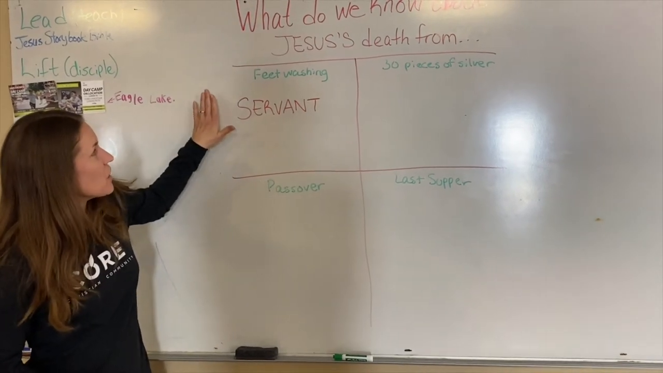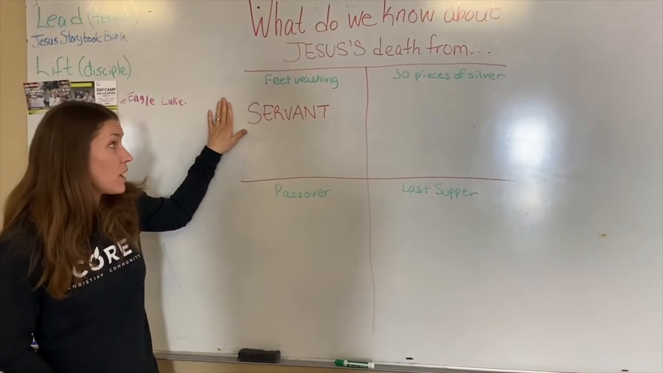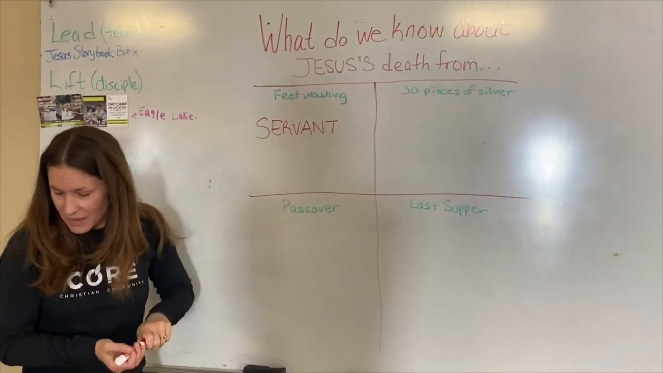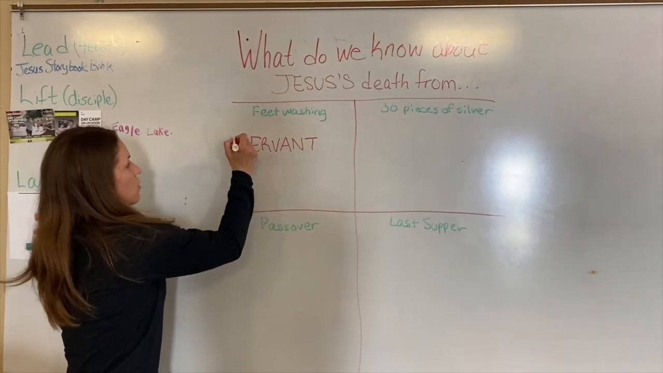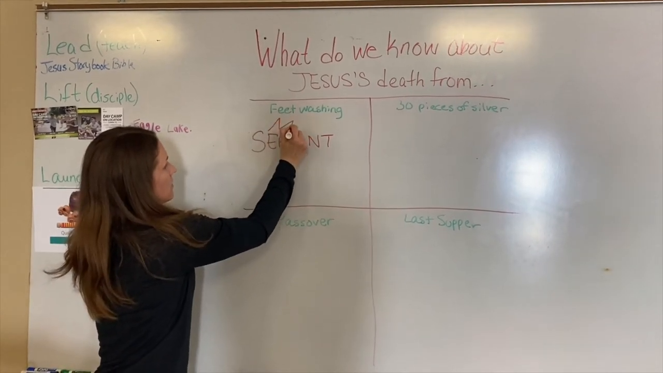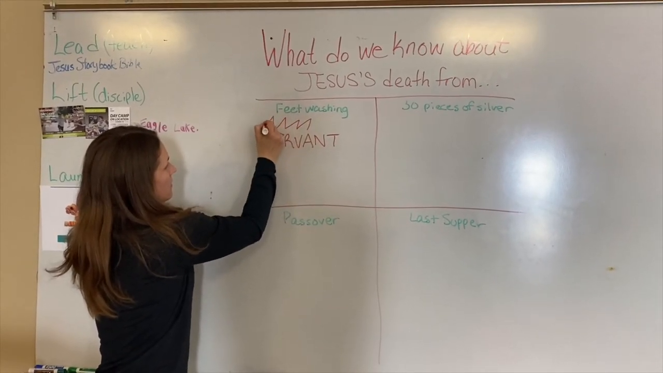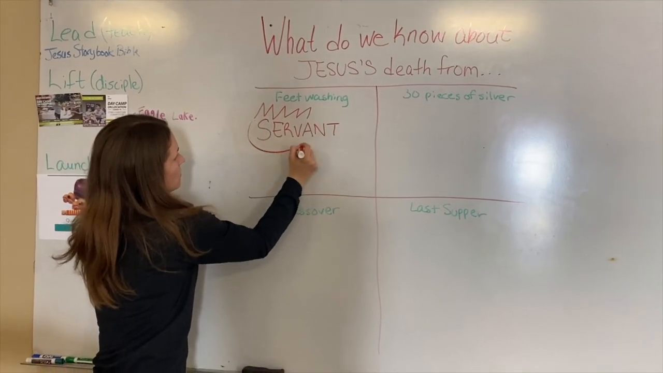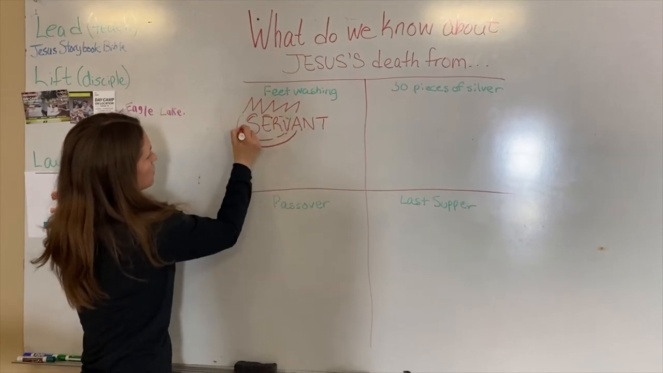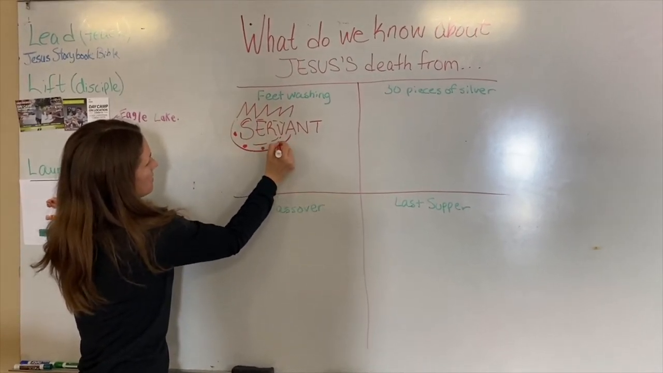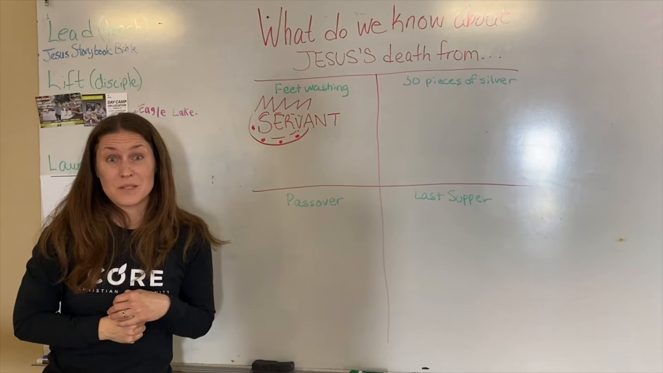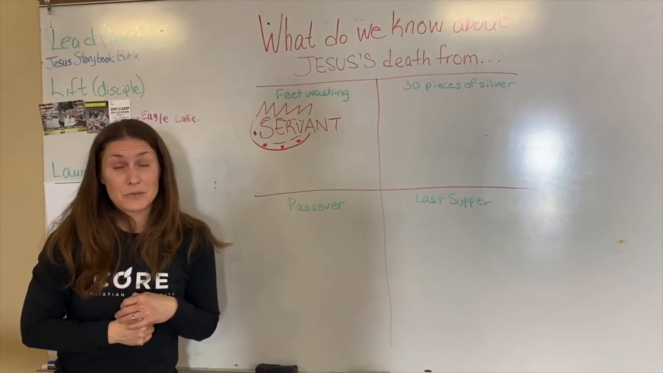Here we go. So what do we know about Jesus' death from feet washing? Well, we know that he is the servant king. All right? And from that, we are now going to draw a crown. Oh, Miss Anastasia's not great, but here we go. There we go. We'll put some jewels in his crown. All right. I'd love it if you guys would post or have mom send pictures so that we can see how well you draw that.